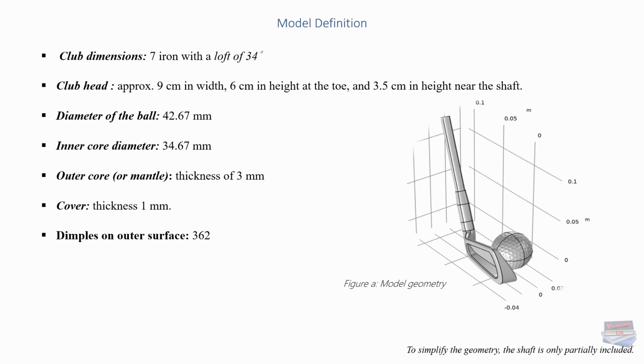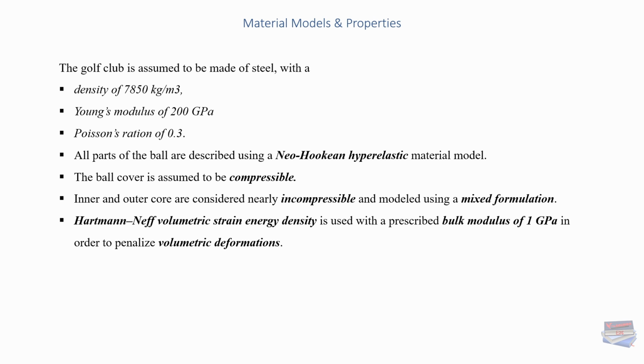Here are the dimensions of the equipment. We're going to make some assumptions. One, we're going to consider the golf club to be made of steel, and we're going to consider the cover of the golf ball to be compressible, while the inner and outer core, which is underneath the cover of the ball, we're going to consider those nearly incompressible. So we'll use a mixed formulation because of such.